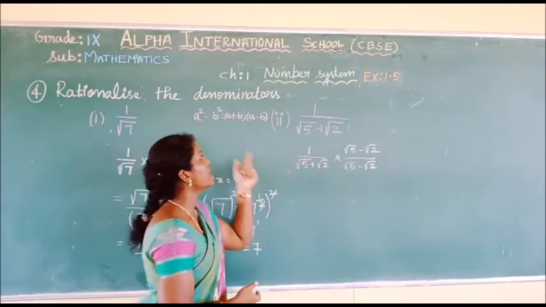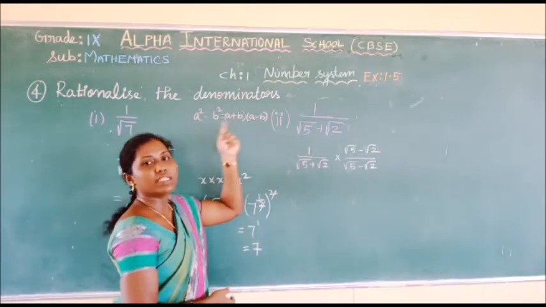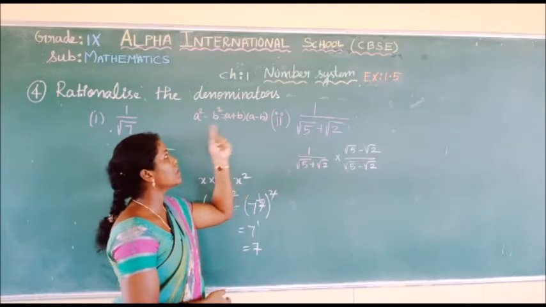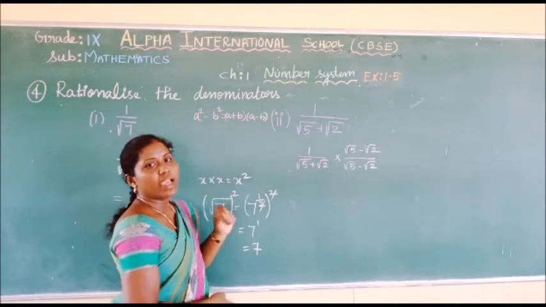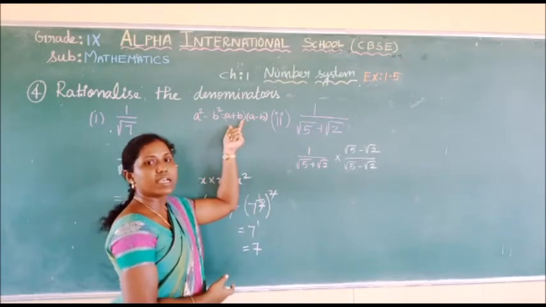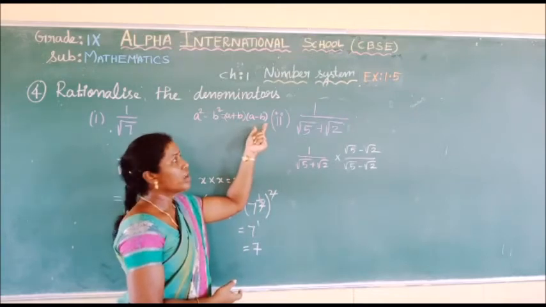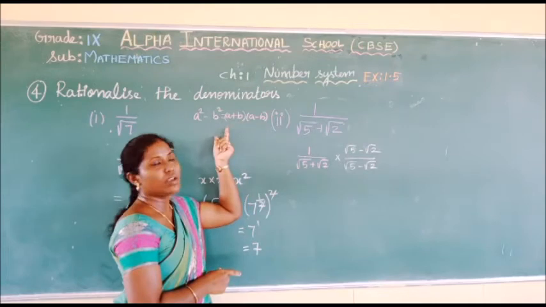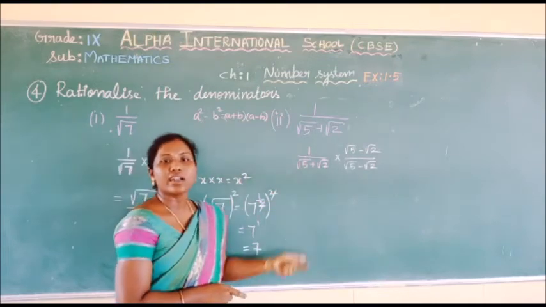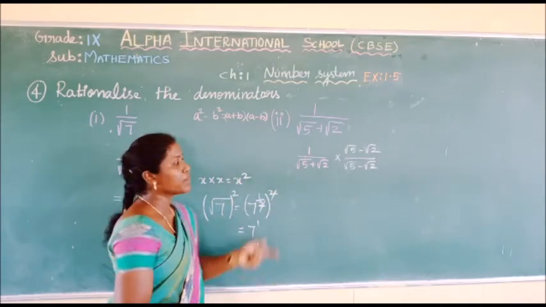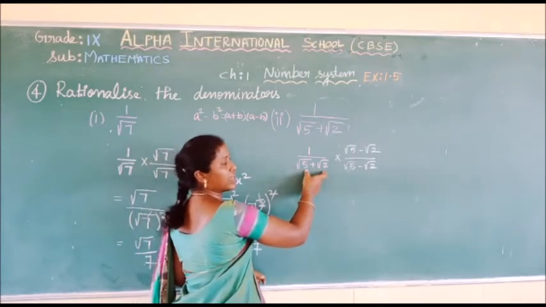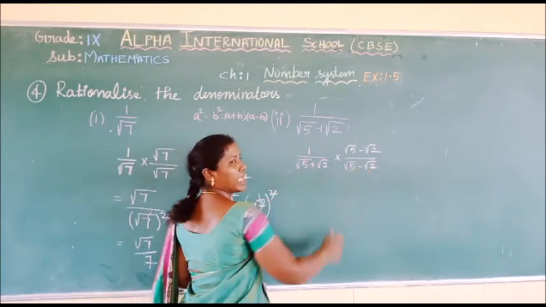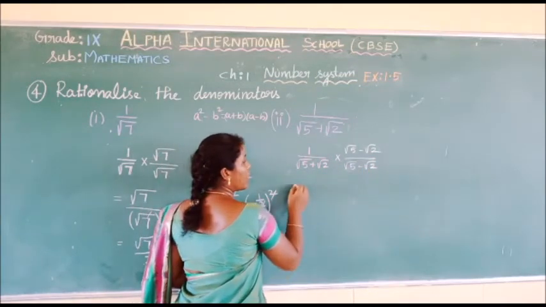I am using the identity A plus B into A minus B is equal to A square minus B square. If A plus B is there in the denominator, multiply by A minus B. If A minus B is present in the denominator, just multiply by A plus B. So then you can use this identity and rationalize the denominator. Here A plus B is there, so I multiply and divide by A minus B.